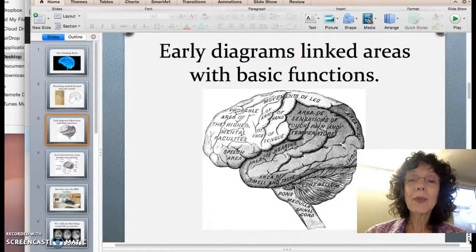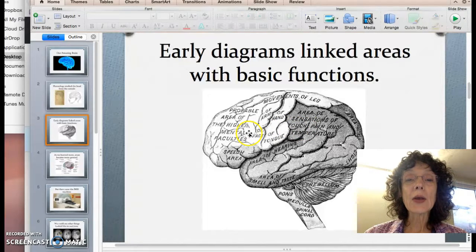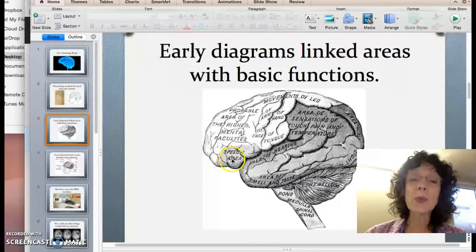But it went slowly. Early diagrams of the brain recognized that there were different kinds of functions associated with different parts of the brain, but here it's area of sensations, touch, pain, and so forth. Area of the higher mental faculties, the speech area.